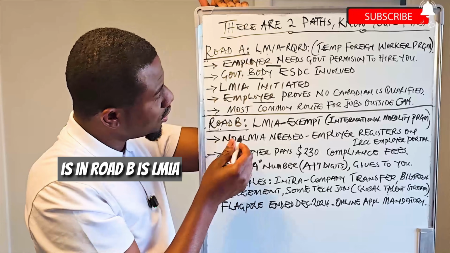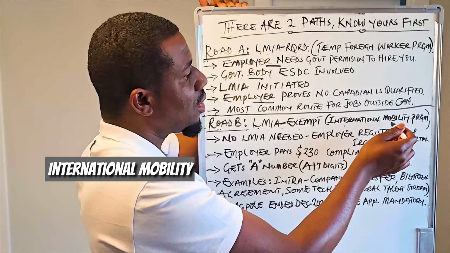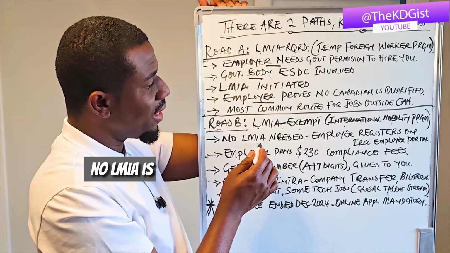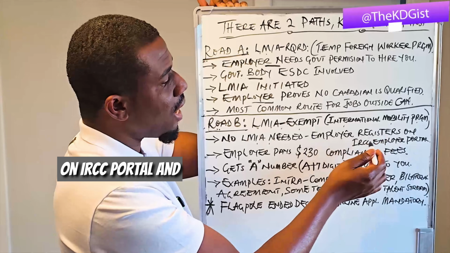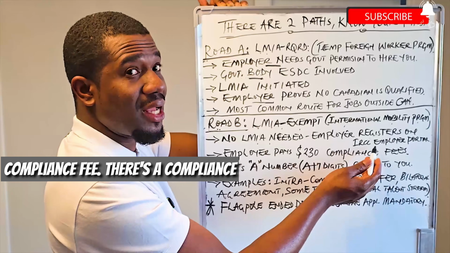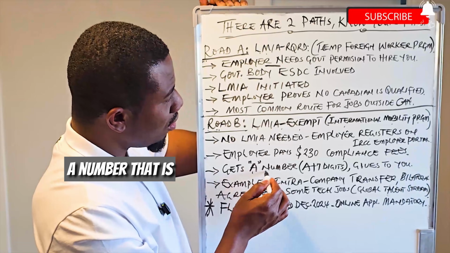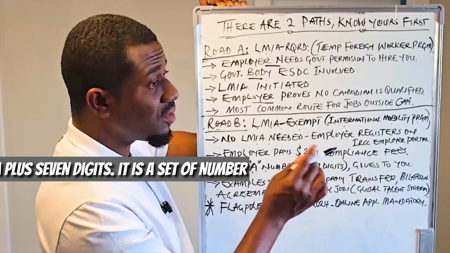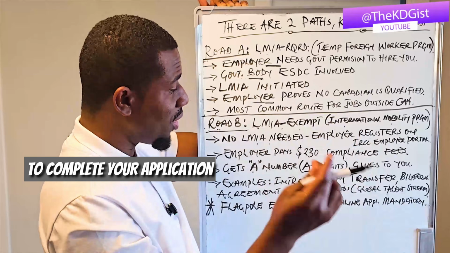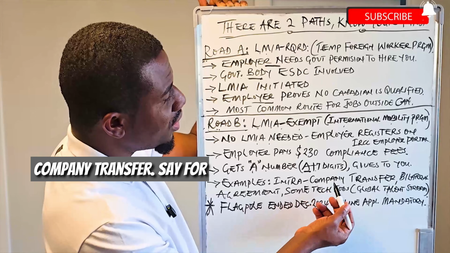Then Path B, which is Road B, is LMIA-Exempt, and this is usually the International Mobility Program, IMP. So no LMIA is needed for this. The employer will register on the IRCC portal, and then the employer pays a $230 Canadian compliance fee. Then the employer gets a number, that is A plus 7 digits, and they will give it to you to complete your application process.